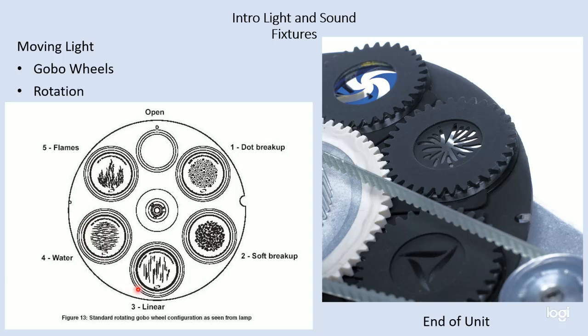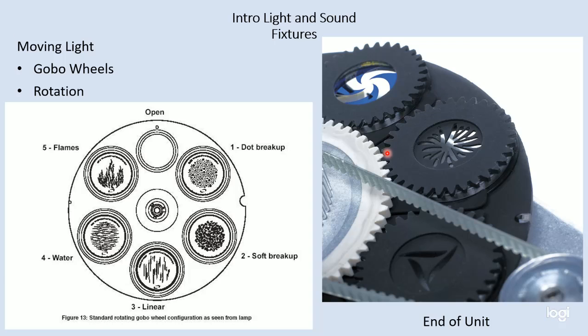So here's a gobo wheel, and here's open, so if I want no gobo, I would be in the open position. And if I move this wheel around to where this gobo is in front of the light, it's going to project these little dots. And if I continue to move it around, it would project the soft breakup, or the linear, or water, or flames. And then that shape is actually projected through the optical train and can be focused onto the stage or the wall or wherever you want.